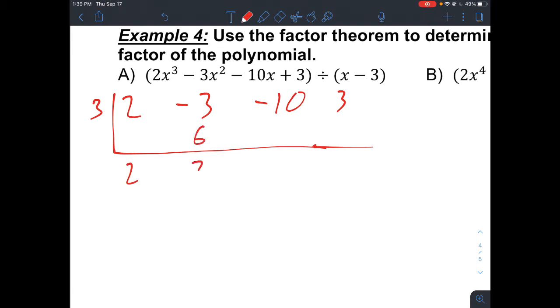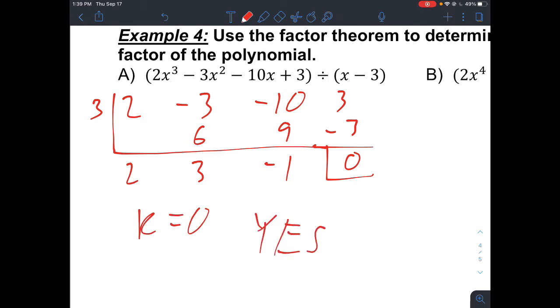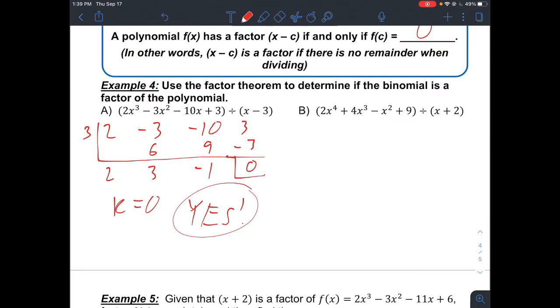2, multiply, add, multiply, add, multiply. And we get our remainder is 0, which means yes, x minus 3 is a factor of that cubic function.